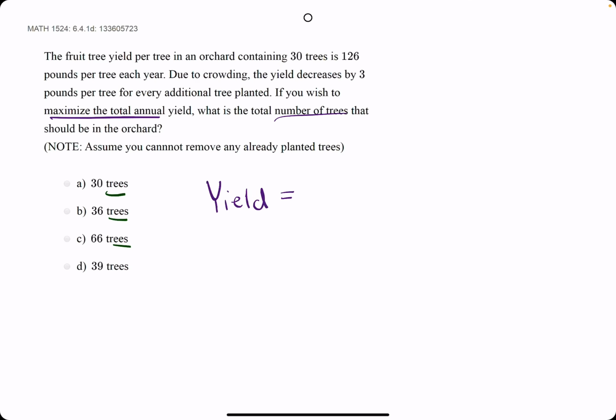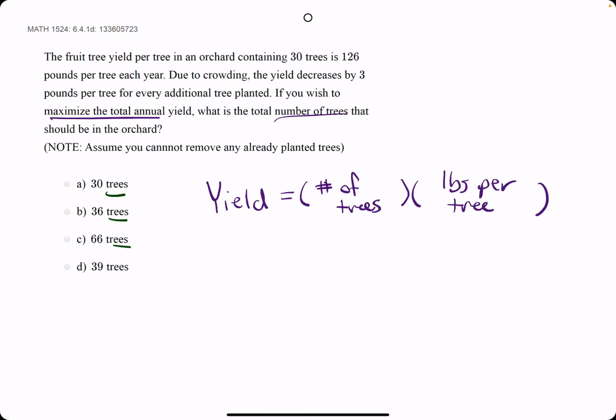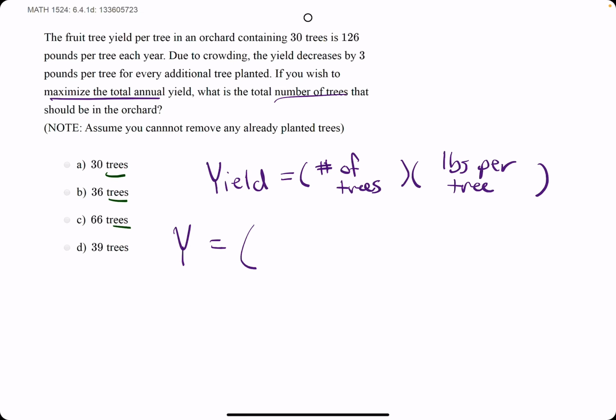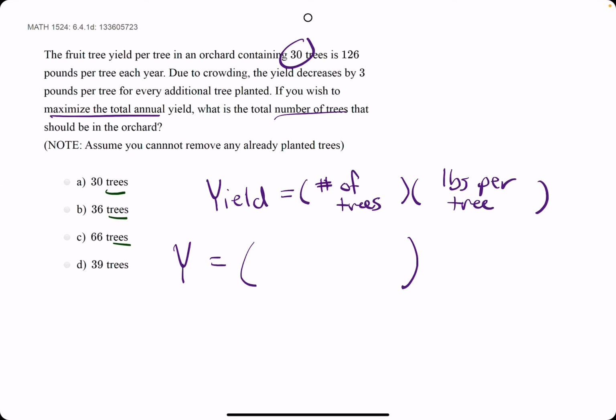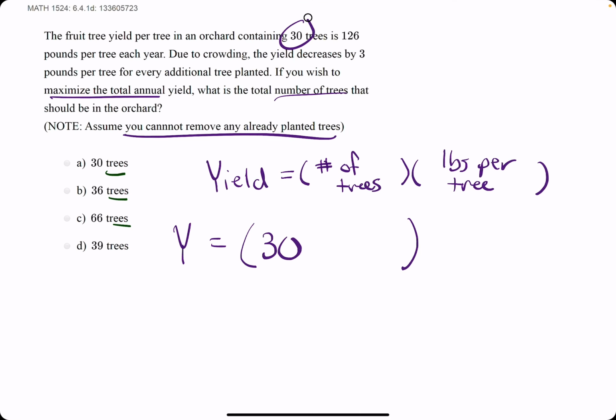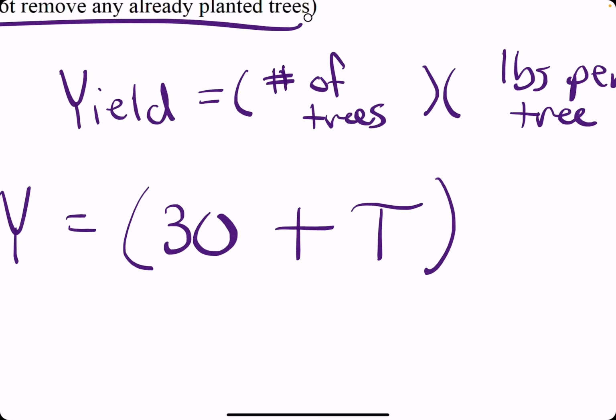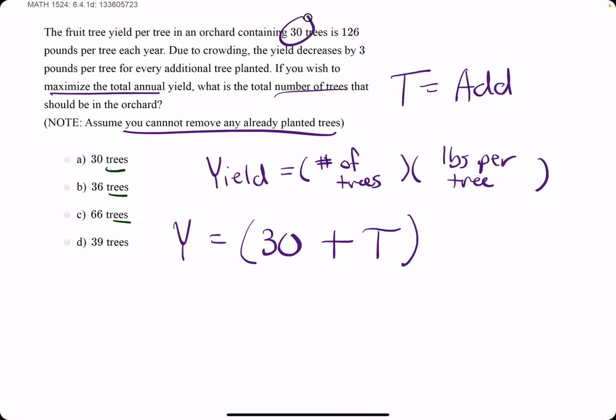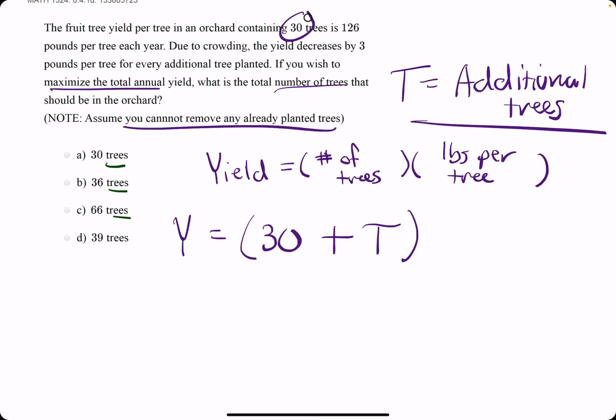So whenever we're finding a max or min of something, we need to find the equation of that something first. So the yield is represented with number of trees times the, not number, but the pounds per tree. So we need the yield, which will be number of trees given by the starting number of trees, 30, and then we are not removing any already planted trees, so we're not subtracting anything, but we are only adding additional trees. t is additional trees that are planted. So we have our number of trees.